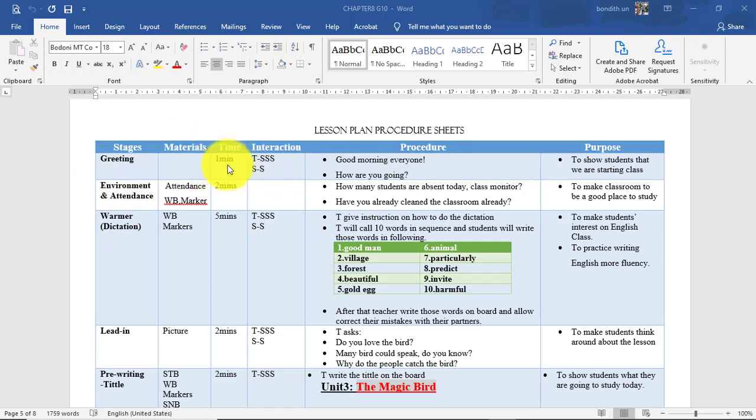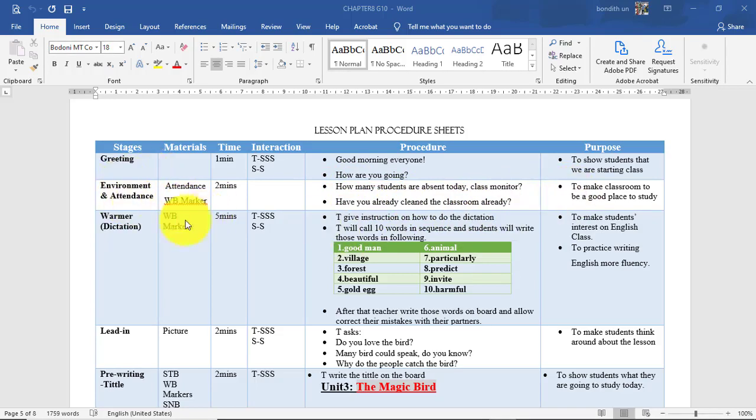Greeting: I spend 1 minute, and the interaction is the teacher with all the students. The teacher says good morning to everyone and asks how they are. The purpose is to show students that we are starting class. For environment and attendance, I need the attendance book, whiteboard and marker, and I spend 2 minutes. I ask how many students are absent today, ask the class monitor, and check whether the classroom has been cleaned.